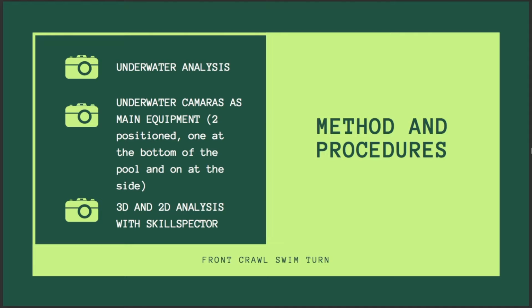The methods and procedures will consist of an underwater analysis made with underwater cameras as the main equipment, in 2 positions, one at the bottom of the pool and one at the side. Also, we will be making a 3D and 2D analysis with the SkillSpectre.